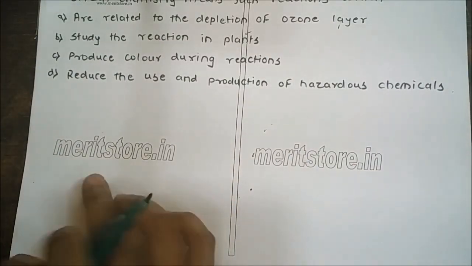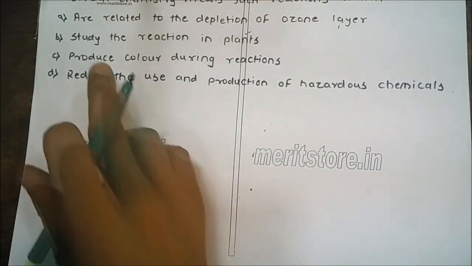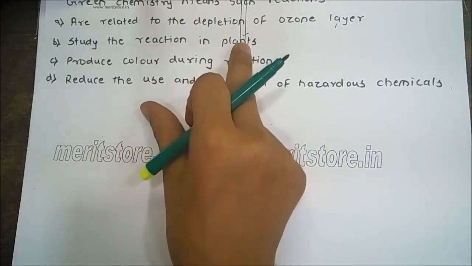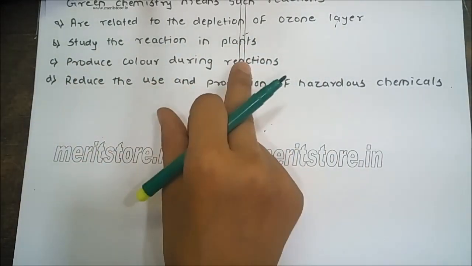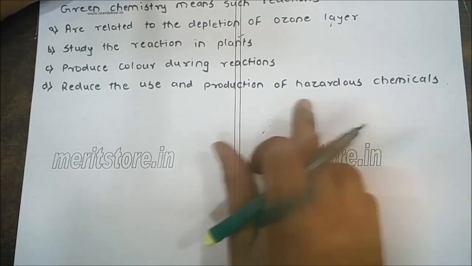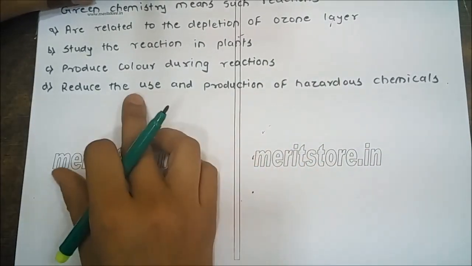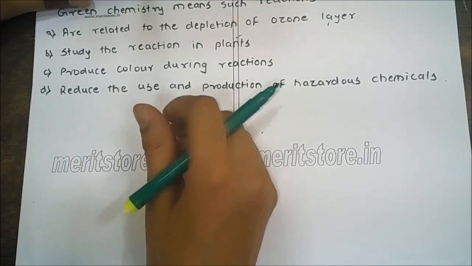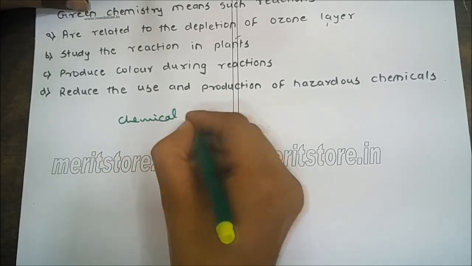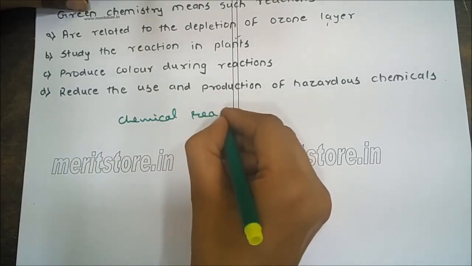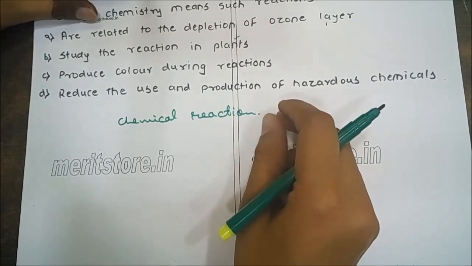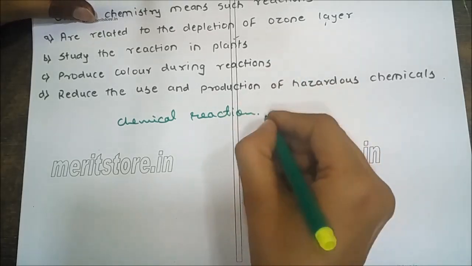Next question is, green chemistry means such reactions which: A. are related to the depletion of ozone layer, B. study the reaction in plants, C. produce color during reactions, and D. reduce the use and production of hazardous chemicals. By green chemistry, we mean the production of substances in everyday life by using chemical reactions through which the production of harmful reactants or reagents is decreased, or stopped.